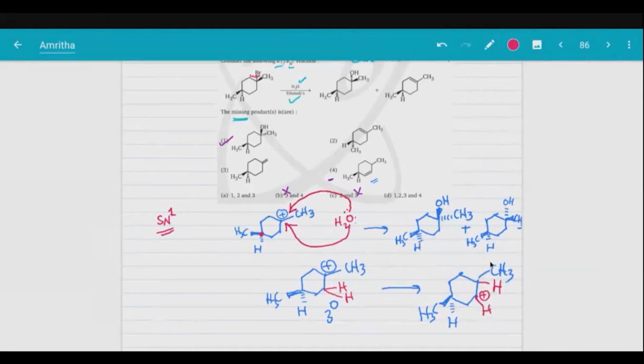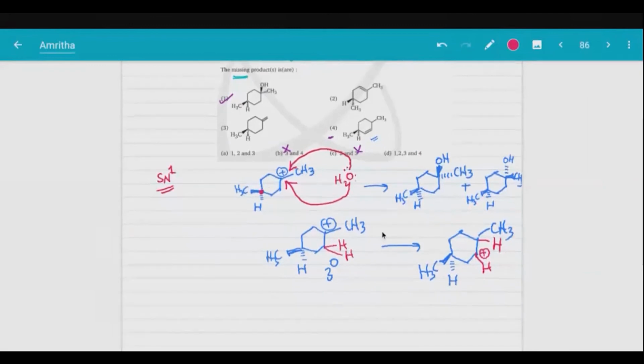Yes, I'll get it, but is this rearrangement possible? This is a tertiary carbocation. We just discussed all this, right? Secondary carbocation. Is this possible? No, right? Tertiary to secondary is not possible. Secondary to tertiary, fine. So 4 is not possible. 1, 2, 3, all are correct then.